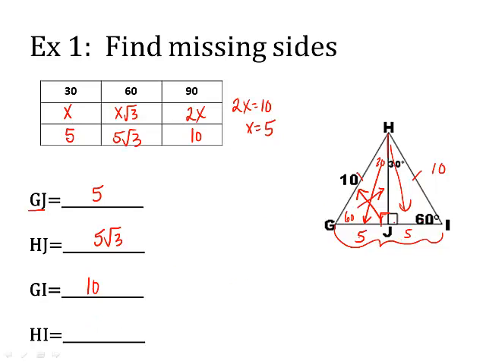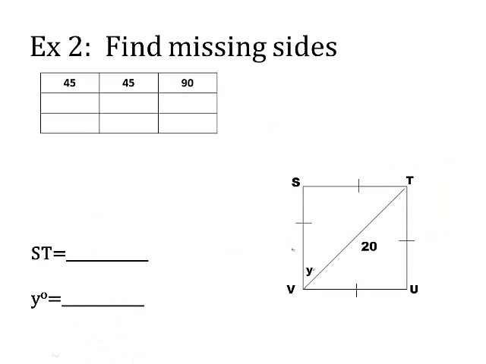And then HI is this hypotenuse over here. And we said that this was the same as this side since they're equilateral. So this is also 10, right? Let's try another example. Here's a 45, 45, 90. How do I know this is a 45, 45, 90? Well, it's a square, right? All sides are equal.